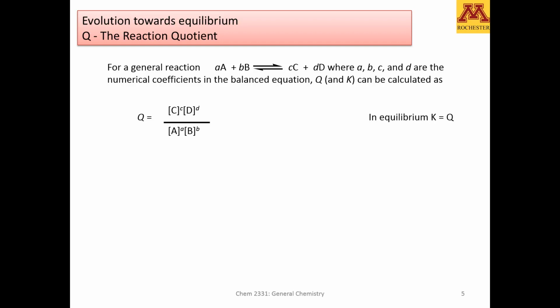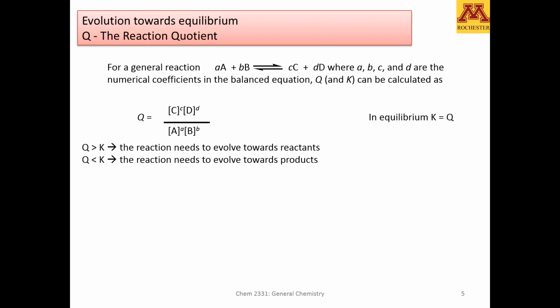A way to quantify the evolution towards equilibrium is using the quotient Q. The Q has the same expression as K, it's just that you can apply Q at any point during the reaction, not necessarily in equilibrium. For the expression of K, you only plug in the concentrations in equilibrium. If it's not in equilibrium, that ratio of concentrations is called Q.